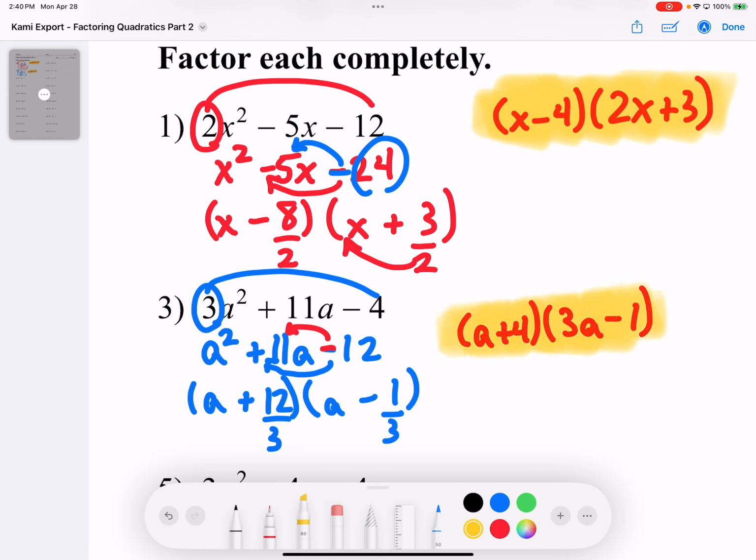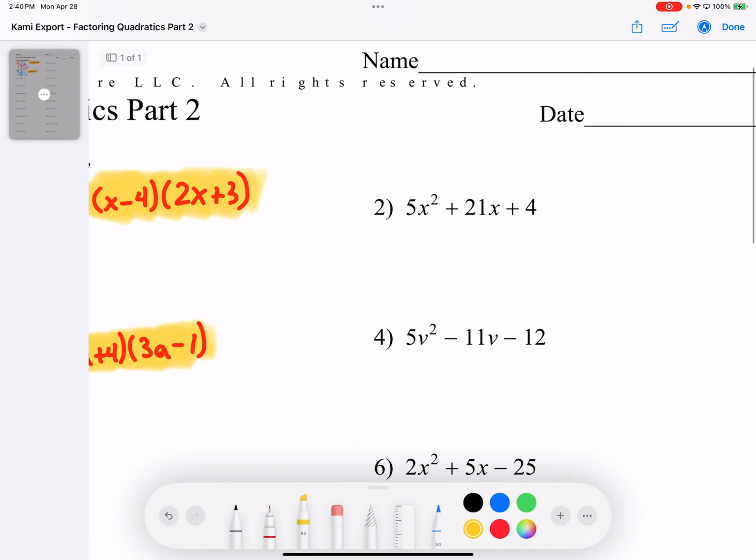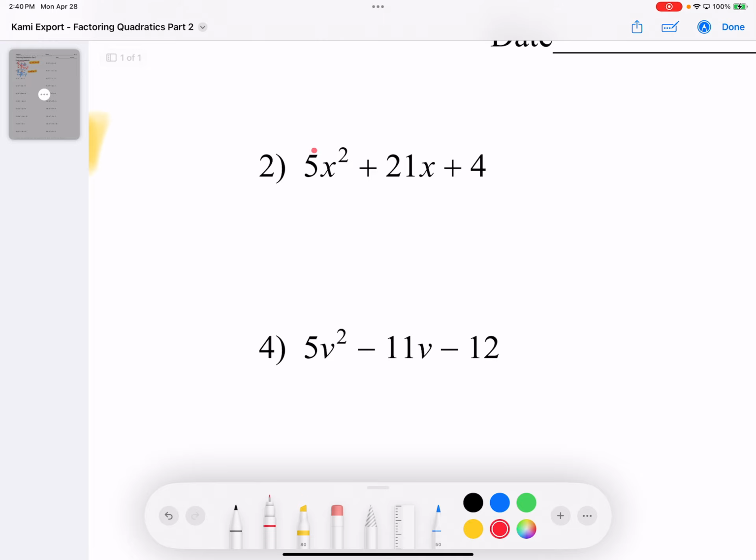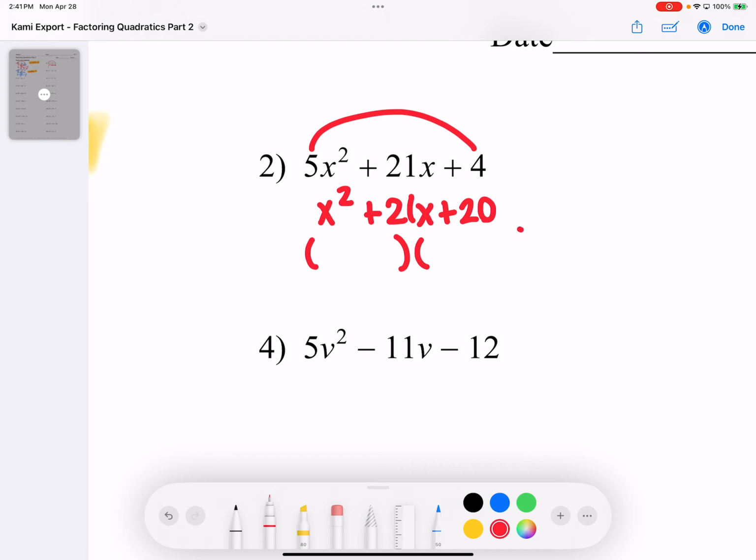Okay. Let's look at some with pluses. Let's look at number 2. So we're going to do 5 times 4. So we get x to the second plus 21x plus 20. We're going to set up our 2 parentheses. So we have x and x. Numbers that multiply to give me 20 that add to give me 21 are 20 and 1.